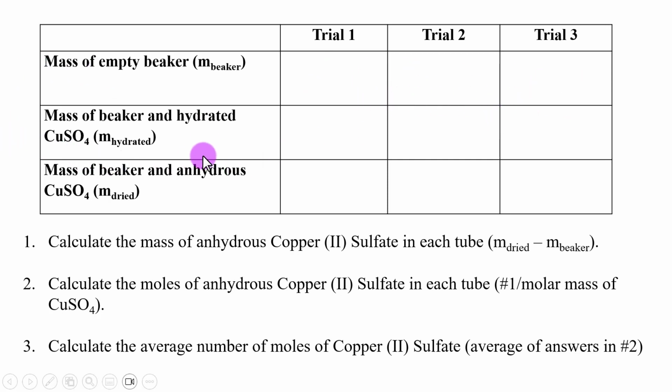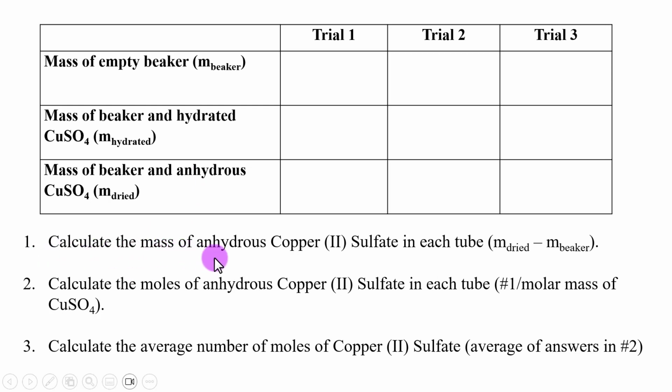And then you will have pictures for mass of beaker plus the hydrated copper sulfate. This will be the blue colored crystals, and the masses will go here. And then lastly, the mass of beaker and anhydrous copper 2 sulfate, and it will look like a white powder. And you will put that in all these 3. Now let's look at the calculations.